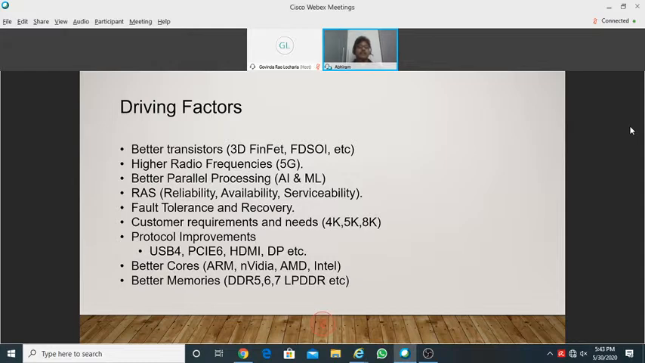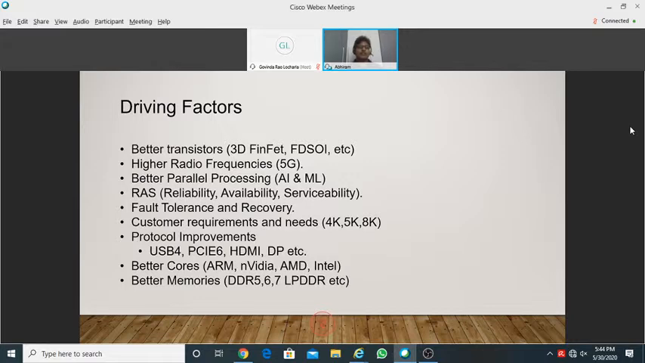And the next thing is the customer requirements. Day by day we see that customers' requirements are also increasing a lot. So till yesterday we have seen 4K TVs. Now maybe next year we'll be seeing 5K, 8K TVs. So that means better protocols, better systems to support these kinds of displays. And also you see the protocol improvements.